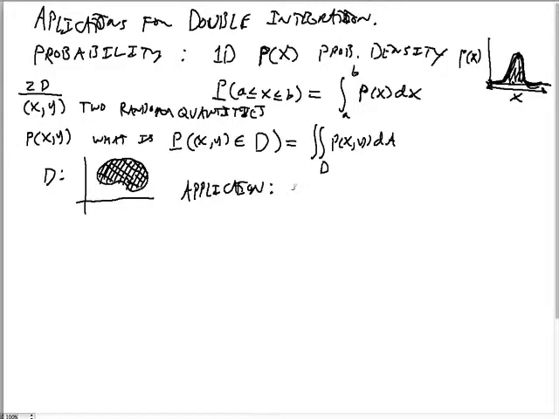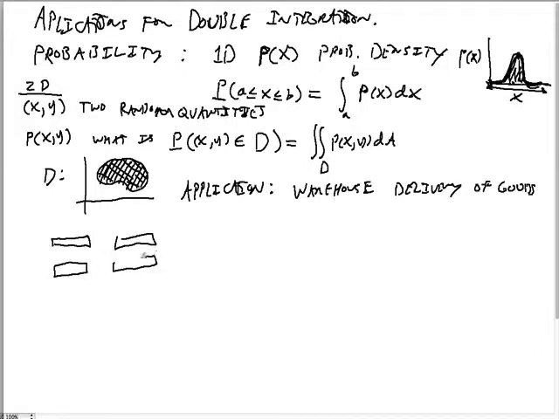An application would be a warehouse where we need to handle delivery of goods. We have a warehouse with a bunch of shelves in it, and we're looking from above at the floor plan of this warehouse with all these shelves in it. And we also have some central place where packages get boxed.